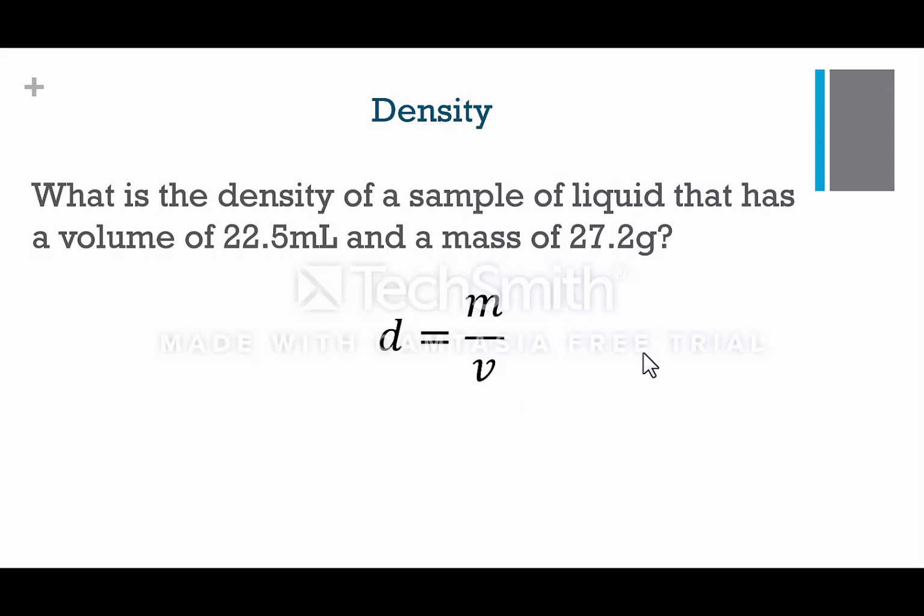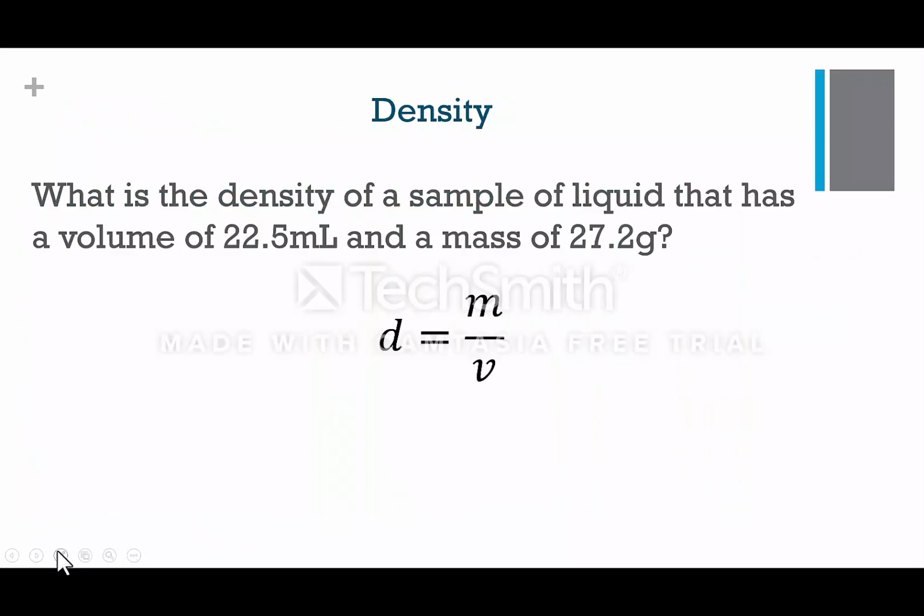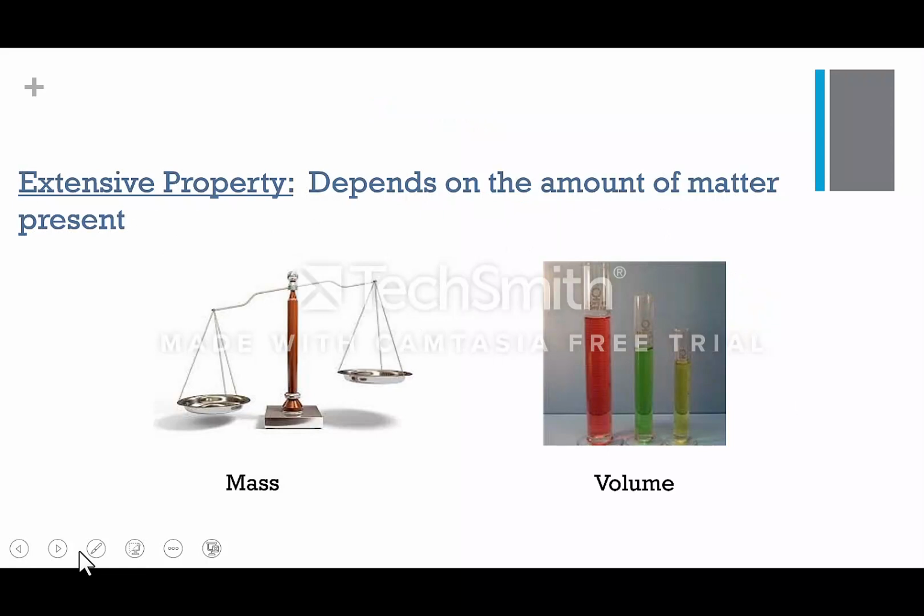So to determine the density, we're going to put the mass on the top. So the mass is that 27.2 grams. And we're going to put the volume on the bottom. So the volume is that 22.5 milliliters.